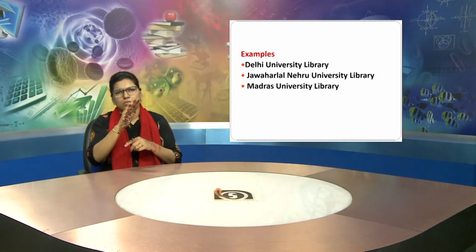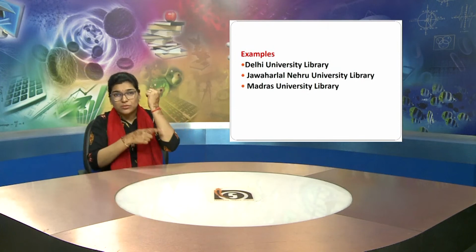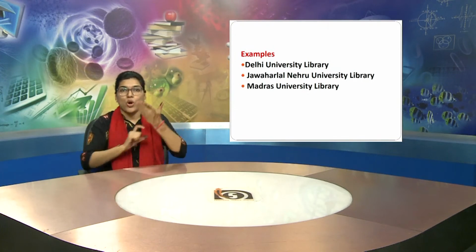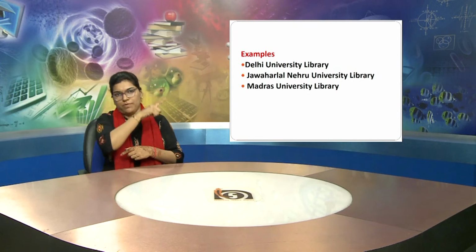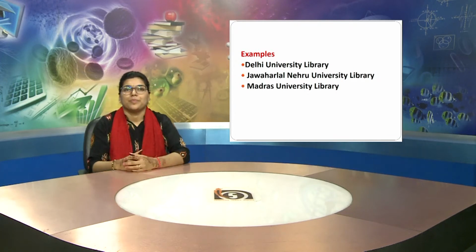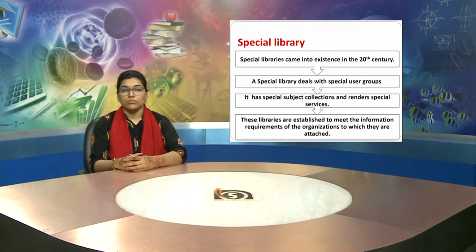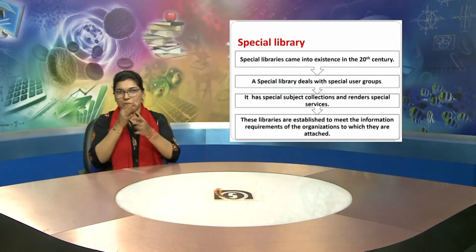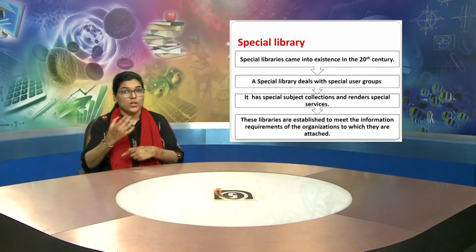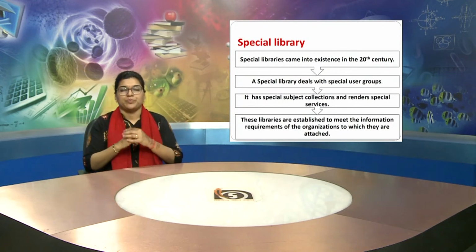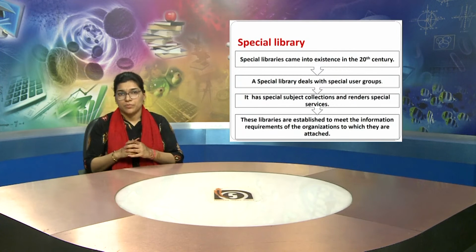One library is in Delhi, it is Delhi University Library. Then Jawaharlal Nehru University Library. The third is Madras University Library. We have understood the University Library.